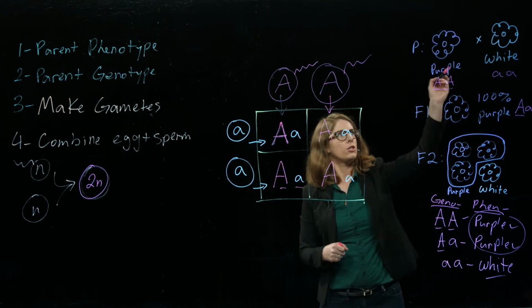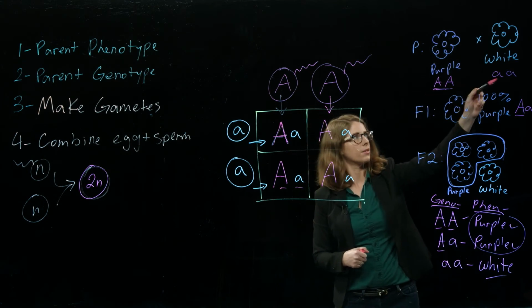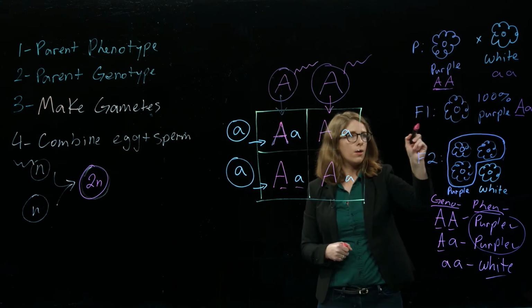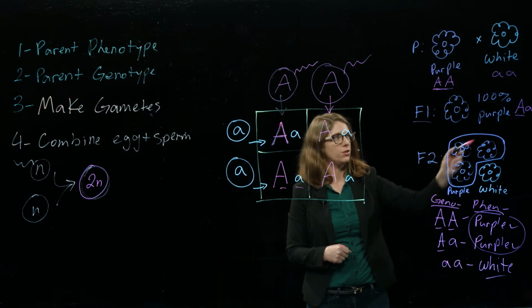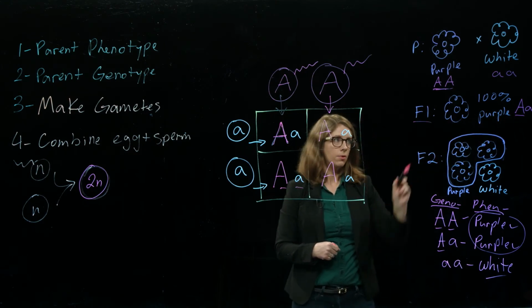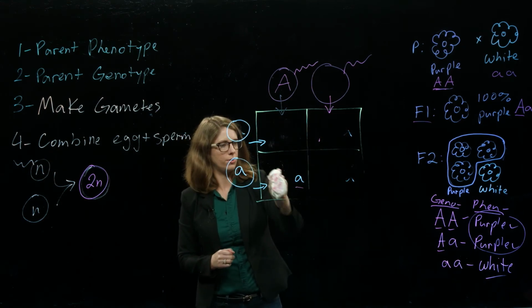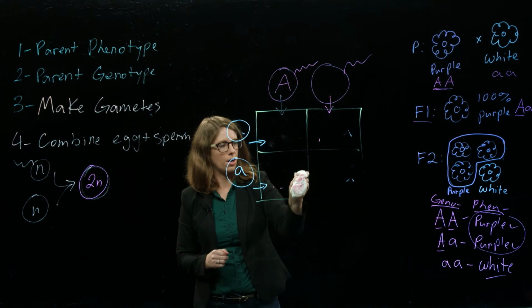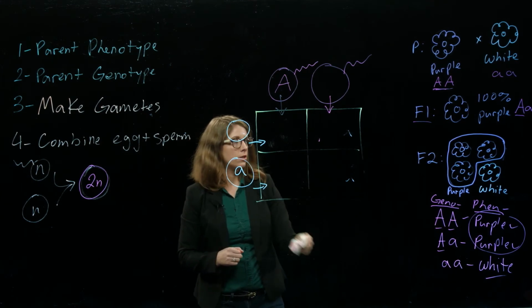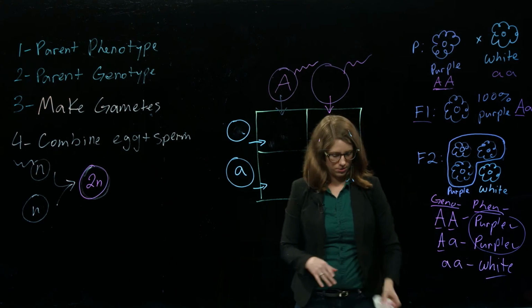So the parent generation crossed a homozygous dominant purple flower with a homozygous recessive white flower. All of their kids, filial 1, the F1 generation, are all going to have the genotype heterozygous and the phenotype purple. So these ones in the middle here represent the F1 generation, the ones that were made from crossing the two parents. Okay, so to make the F2 generation, that's crossing a heterozygote with a heterozygote.